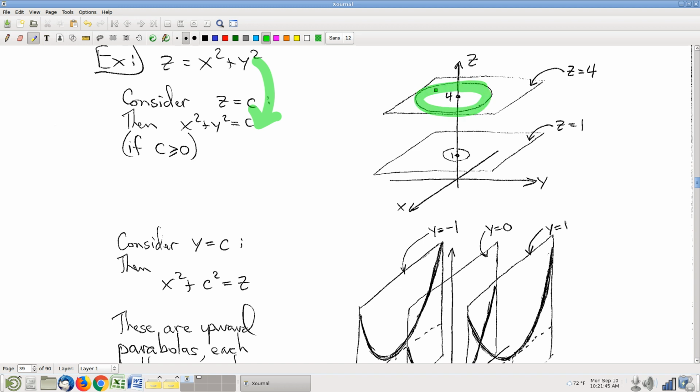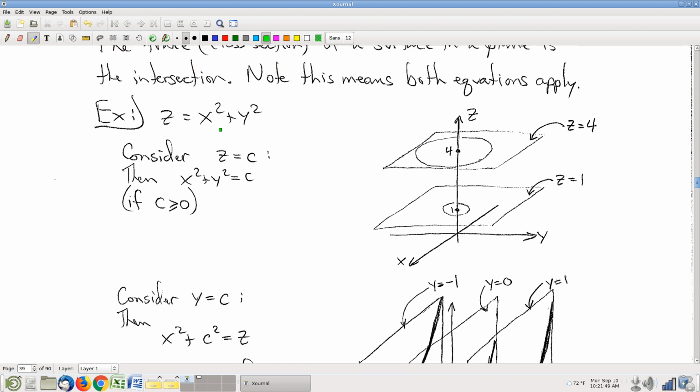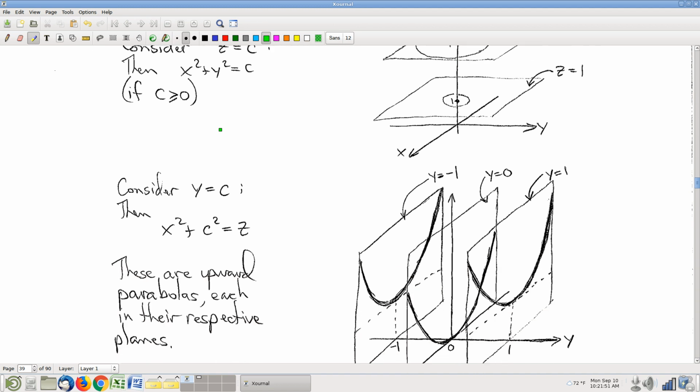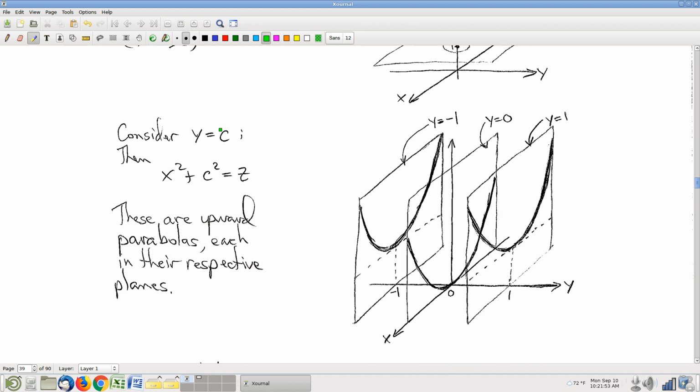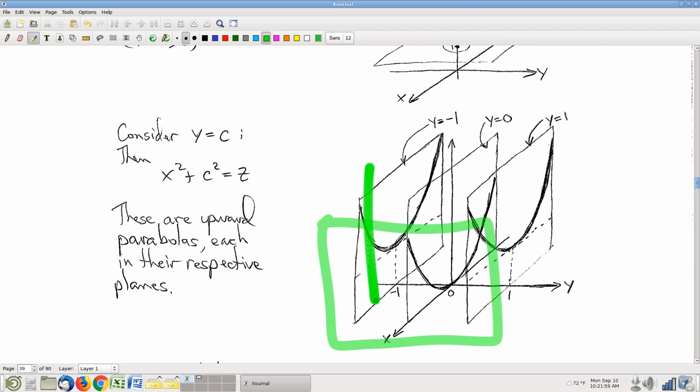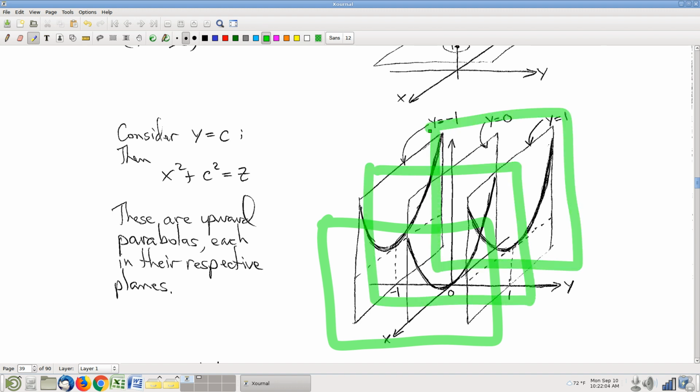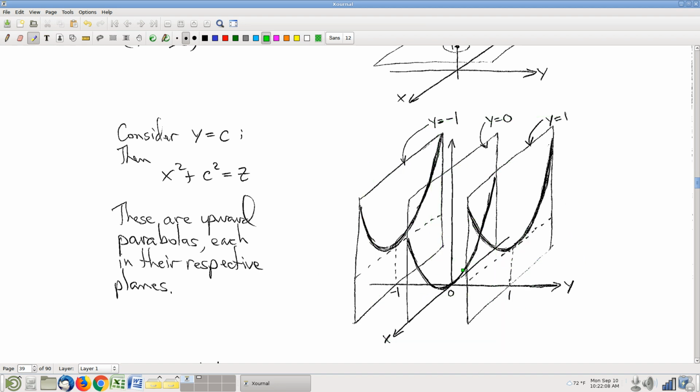Okay. All right. And if you know enough cross sections, like here we have the horizontal cross sections. We have a bunch of vertical cross sections. You could do vertical cross sections the other way, setting x equal to constants. Right? Taking cross sections like that. Write down the algebra, draw the little parabolic cross sections, and you piece it all together, right, and get a reasonably good idea of what the surface looks like.